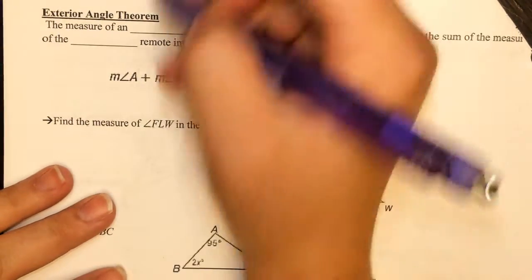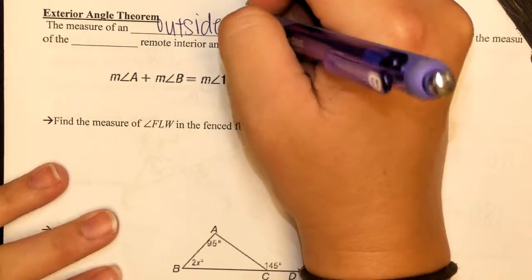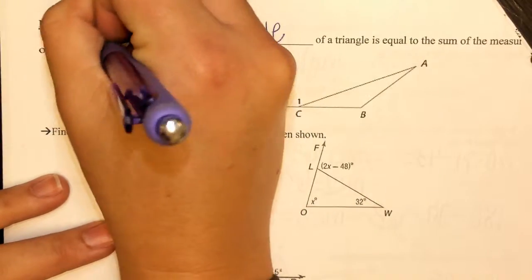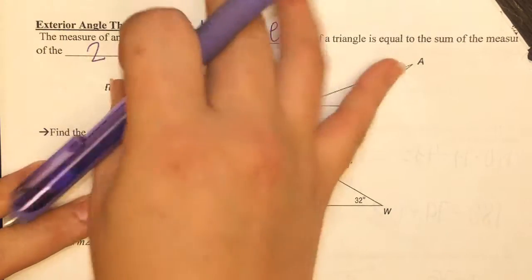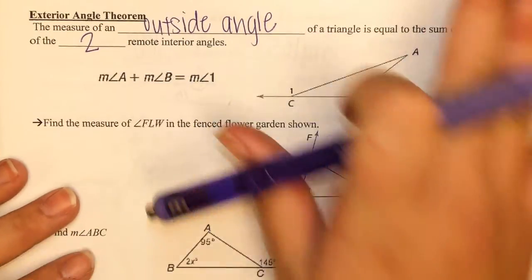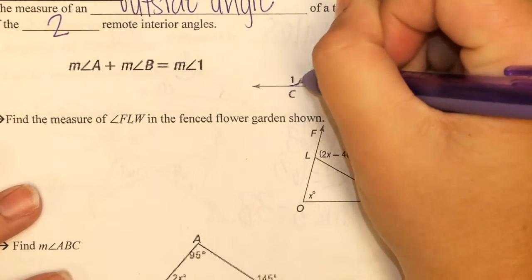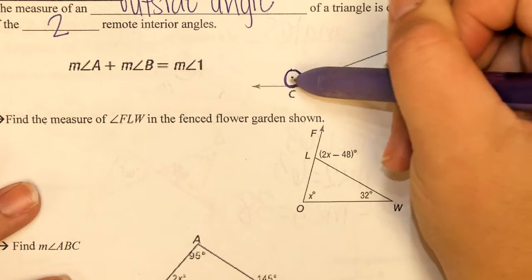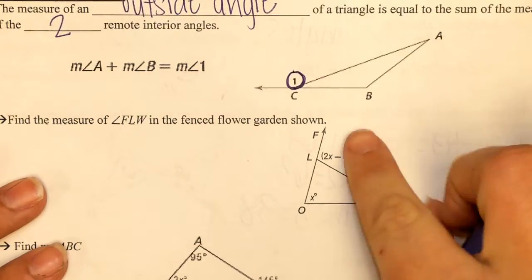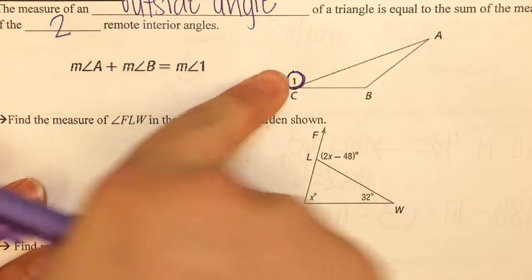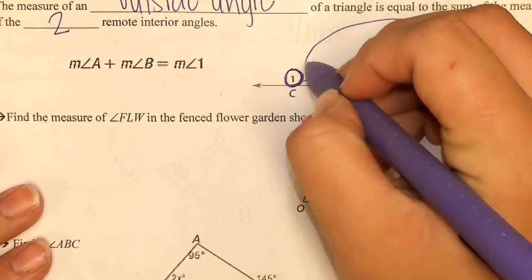Here's the thing about this. The measure of the outside angle is made up of the 2 remote interior angles. Now, all of that sounds like a bunch of gibberish, right? So basically, this is what it means. Are y'all awake? Cardell, come on. This outside angle, you see angle 1? This outside angle is made up of the 2 inside angles that aren't touching it. What 2 angles right here are not touching angle 1? B and A. So if you take B and you add it to A, it will give you angle 1.